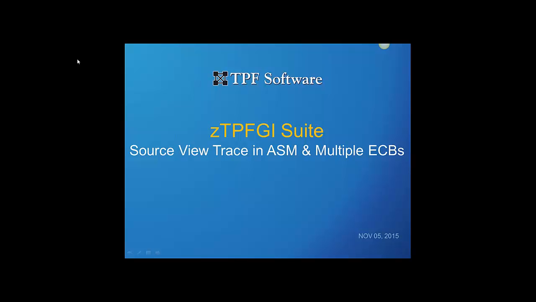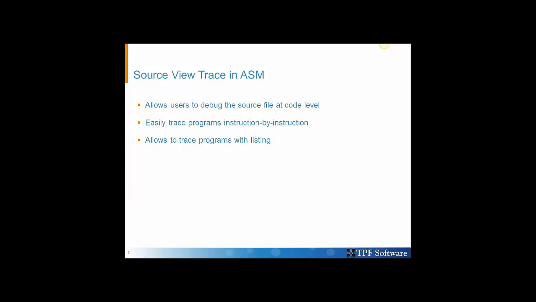Before presenting the demo, let me quickly run through the slide which explains the features of Socio Trace and the advantages of the same. Socio Trace and ASM. Why users prefer Socio Trace? Because it allows the users to debug the source file at code level by easily tracing the program instruction by instruction. It also allows the user to trace the program with a listing file.